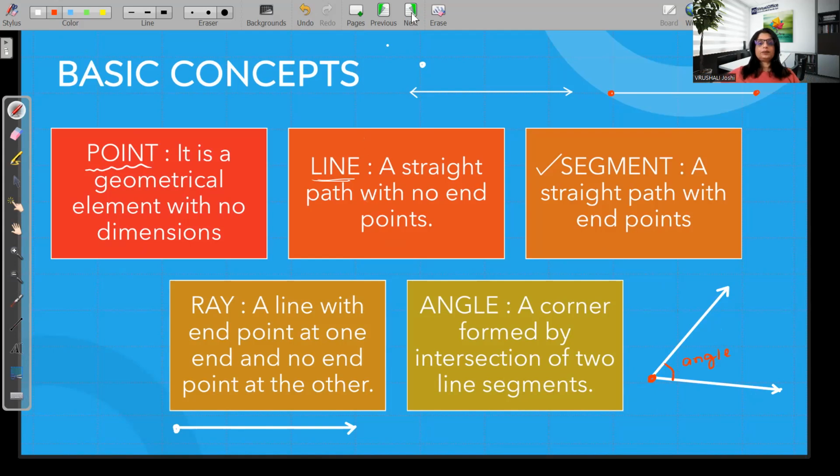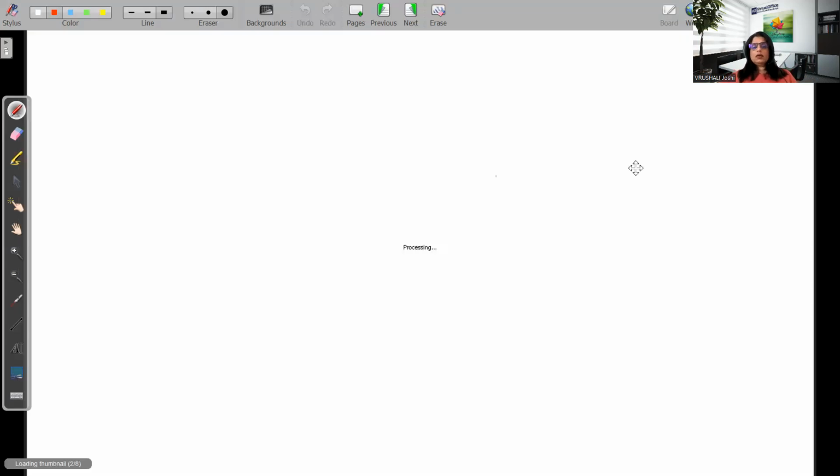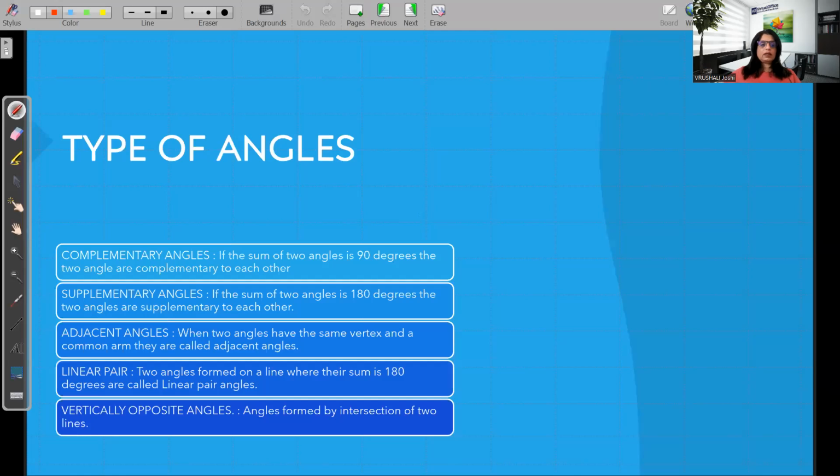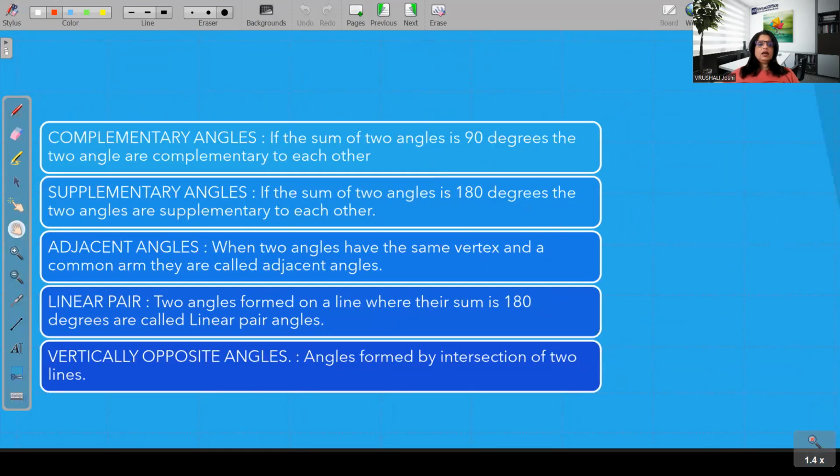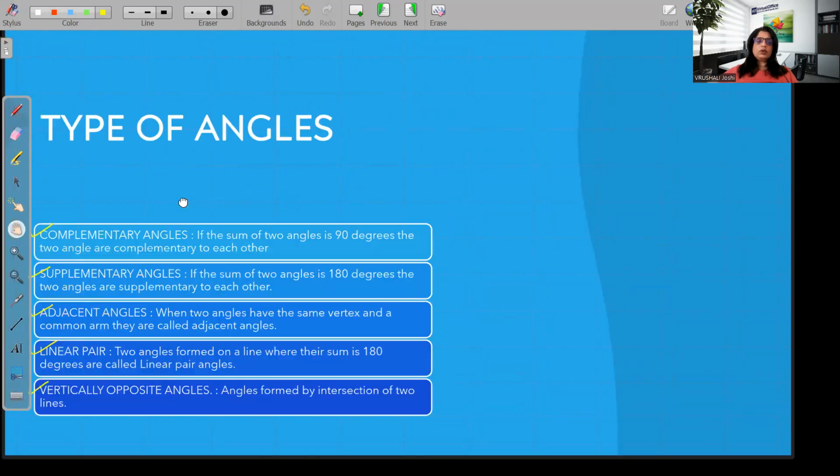Now, let us see what type of angles we are dealing with. So, are you able to see this? A couple of angles we deal with are the complementary angle, then a supplementary angle, an adjacent angle, a linear pair angle, and a vertically opposite angle. These are different types of angles. When we learn about lines and angles, this is what we are going to focus on.